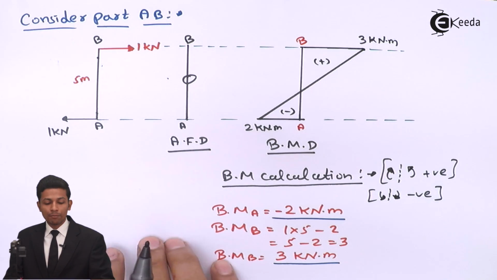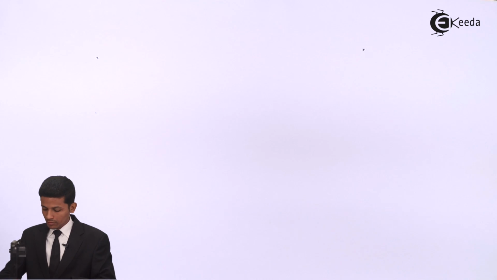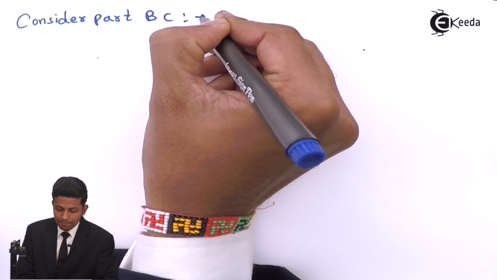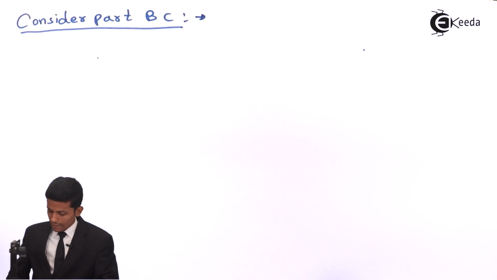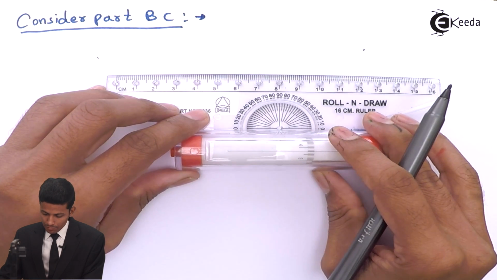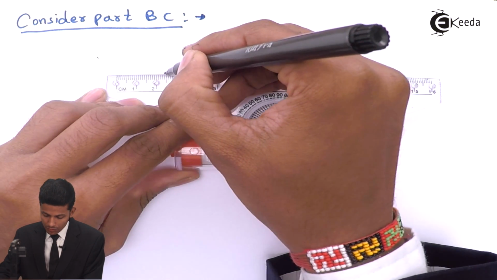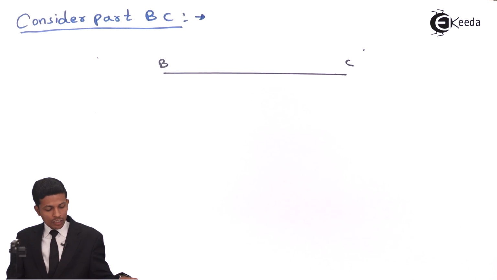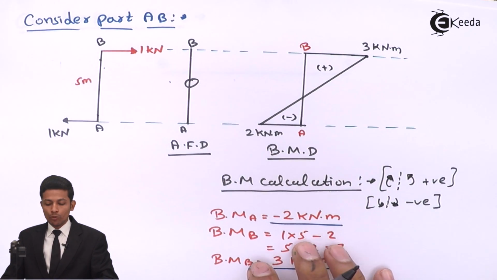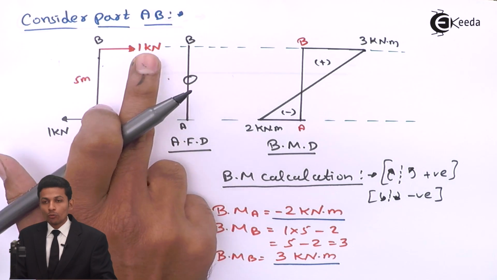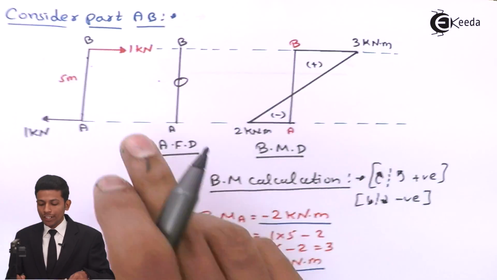Now the second part will be to consider part B and C. Okay, now draw the FBD of the BC part. This is B and this is C. Now see, you can take this member to balance X and Y direction. See, this one is 1 kilonewton going from left to right. So to balance this, we have to write right to left 1 kilonewton over here also.